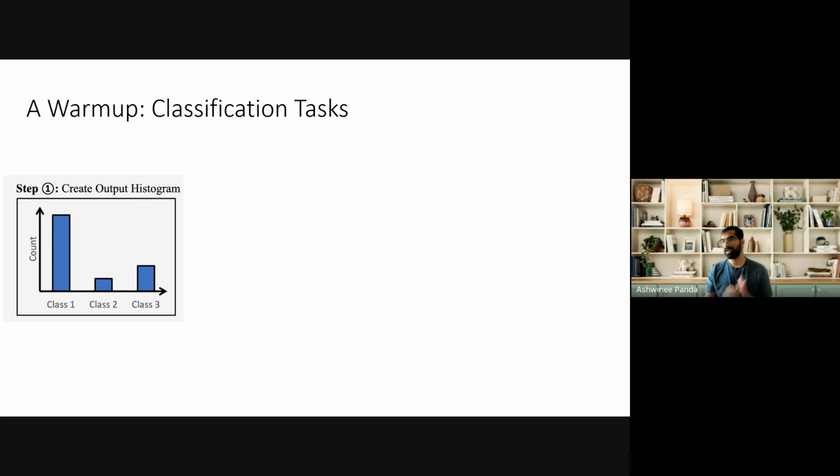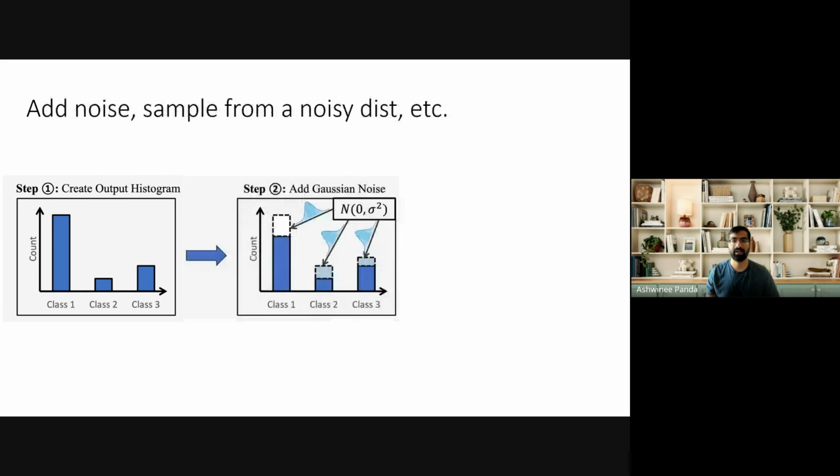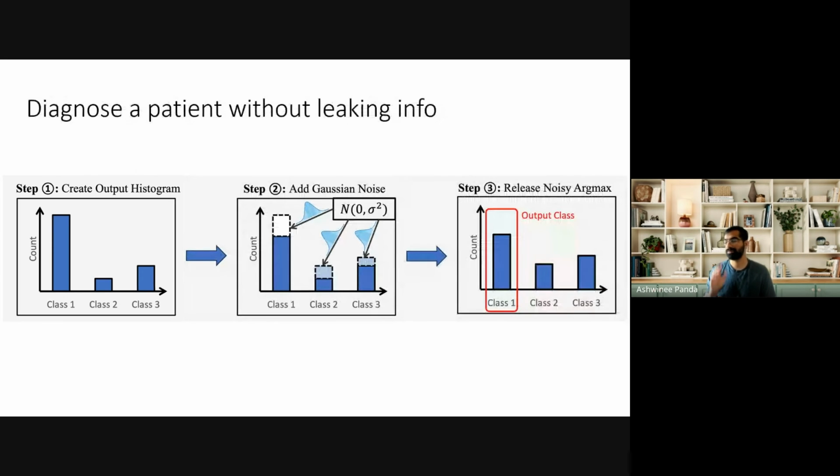So, okay, I have a classification task. How do I privatize this? Okay, we all know how to do this, right? I'm going to create an output histogram, add some Gaussian noise, and then I'm just going to release the argmax.